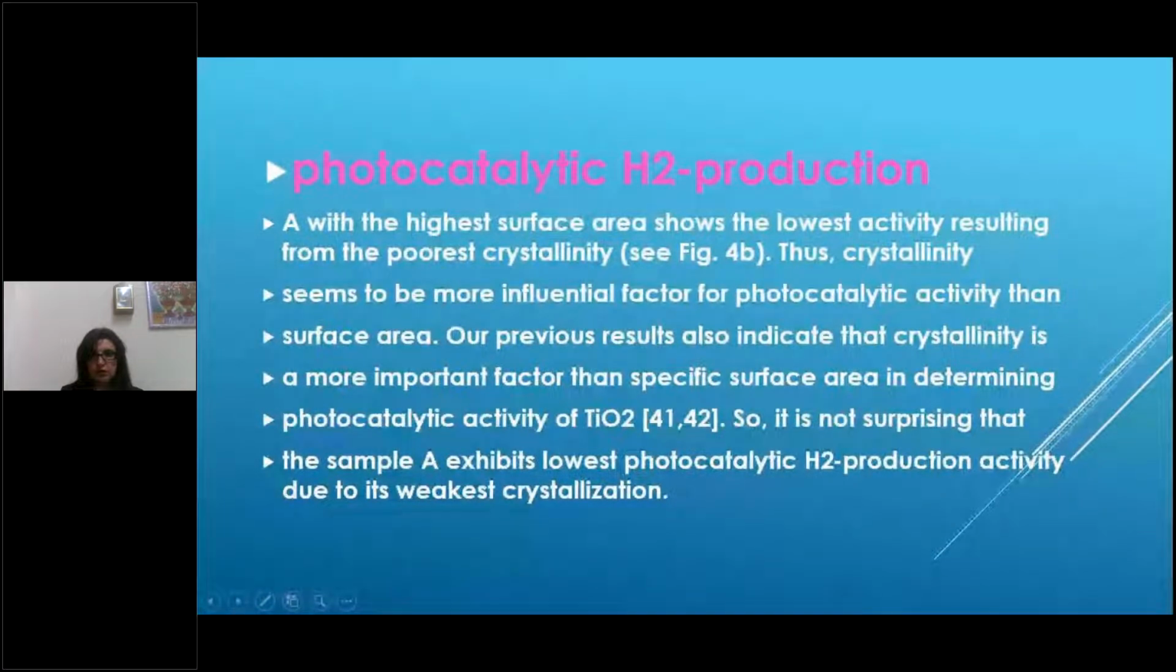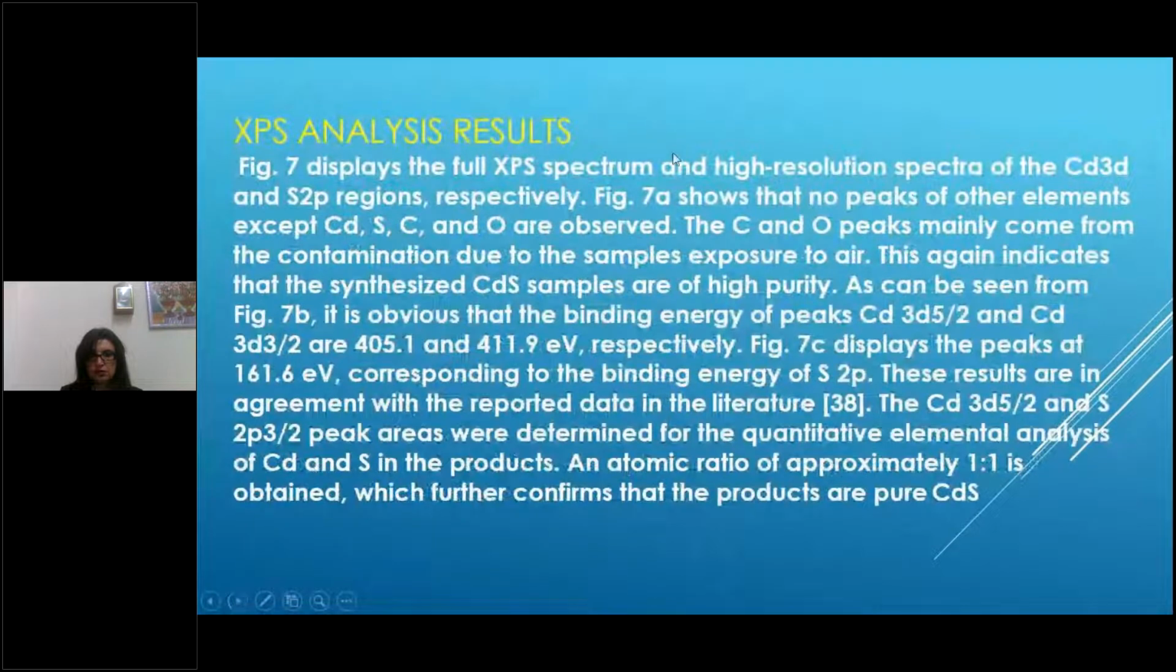Photocatalytic hydrogen production was performed in this study. XPS analysis results showed that some elements, cadmium, sulfur, carbon, and oxygen, are observed. The carbon and oxygen peaks mainly come from contamination due to sample exposure to the air.